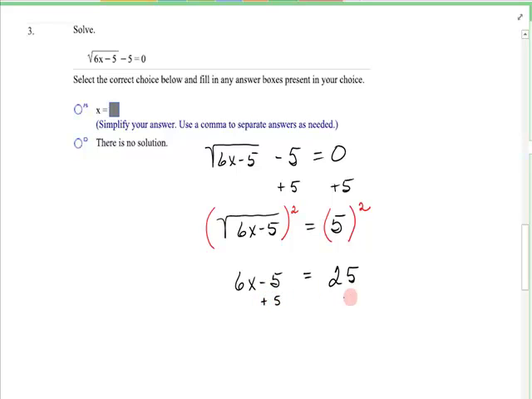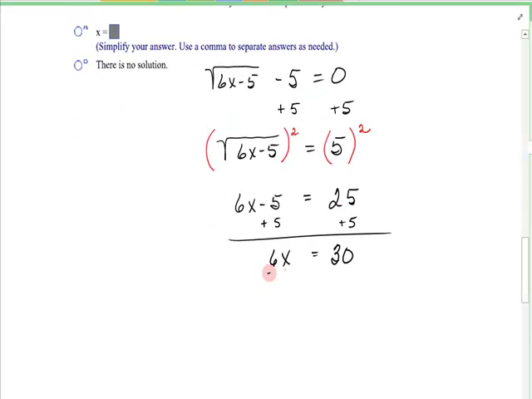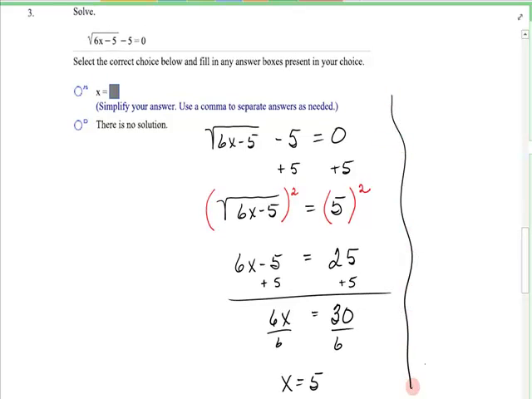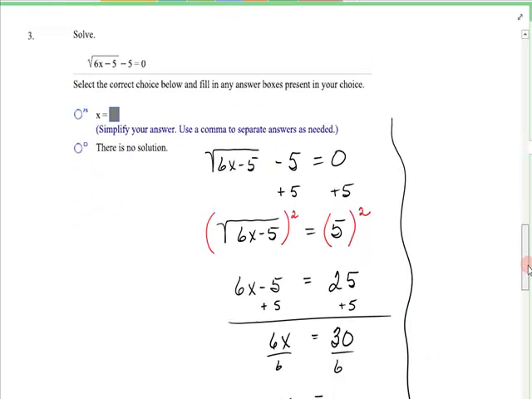We will add 5 to both sides. I have 6x is equal to 30. Divide by 6. X is 5. But we are curious, or at least I'm curious, will 5 check? Let's see. Remember, check it in the original.